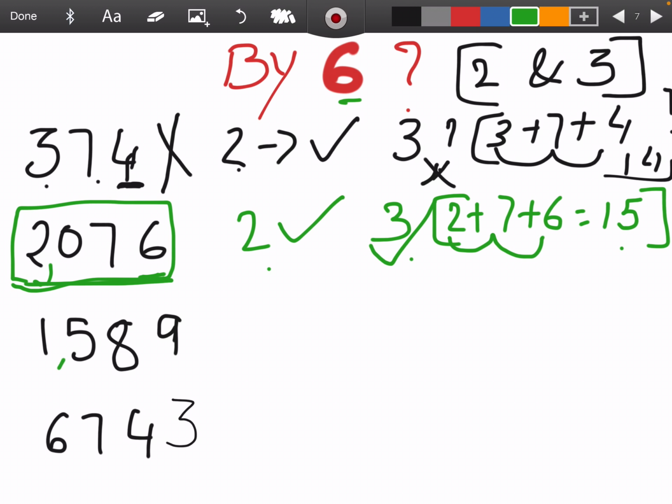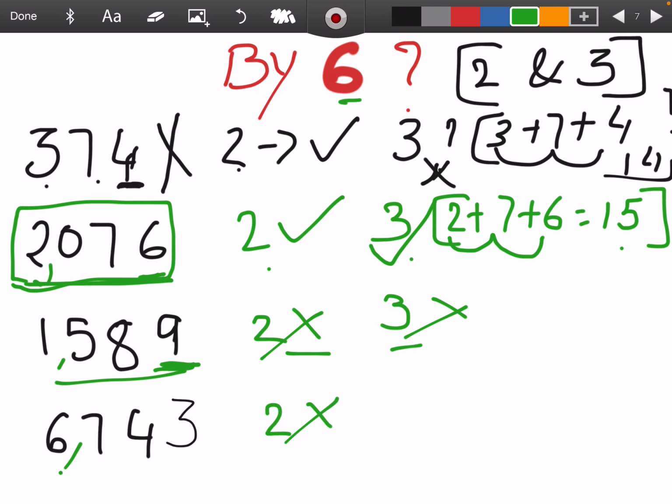Let's take the next one, 1589. It fails the divisibility rule for 2 because the ones place doesn't have 0, 2, 4, 6 or 8. So we don't even need to check for 3, because if it fails for one of these, then it fails for 6 as well. The next one is 6743. Again, this fails the divisibility rule for 2, so you don't need to check for 3 at all. Irrespective of whether it passes the divisibility rule for 3 or not, because it already failed for 2, this number will not be divisible by 6.